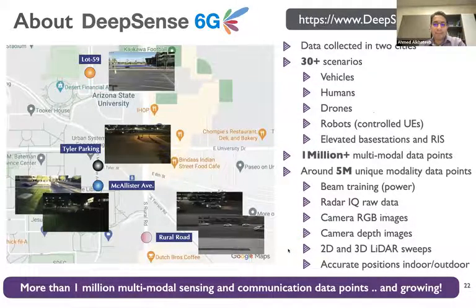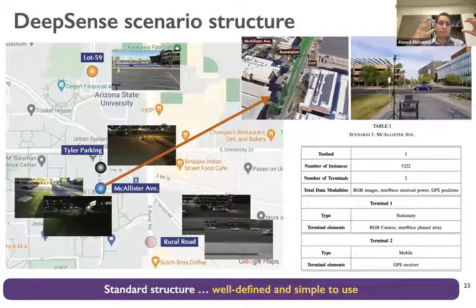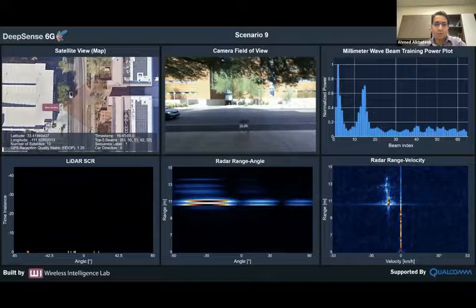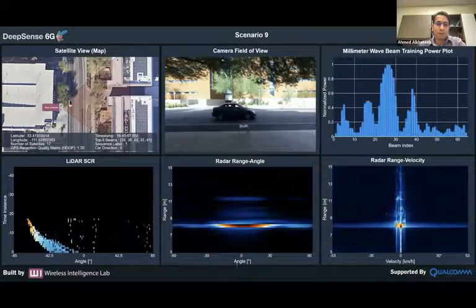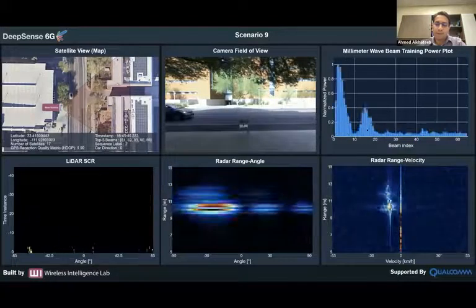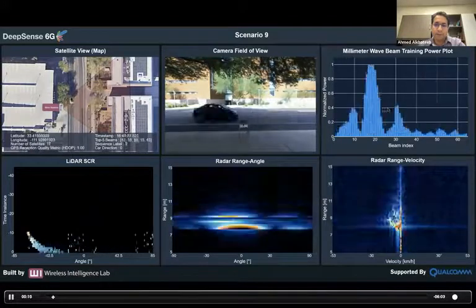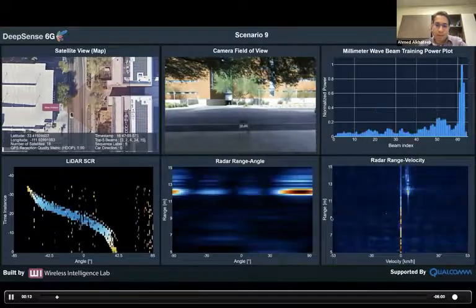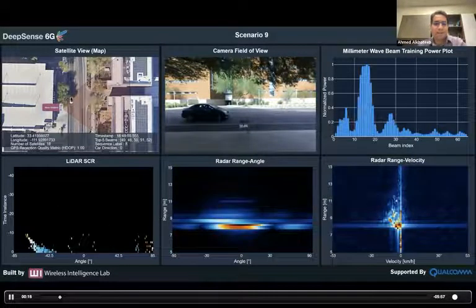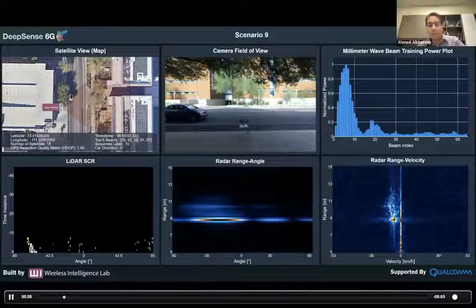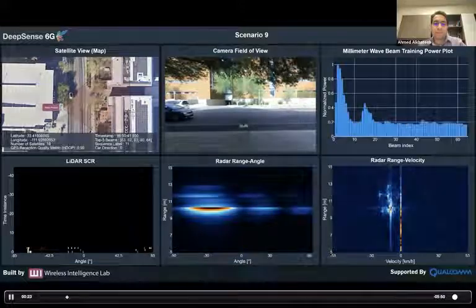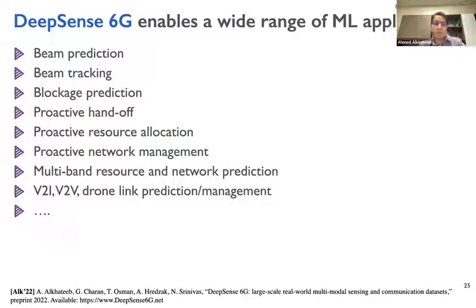Now with this data, as I mentioned, we try to cluster it in scenarios, so that every scenario is basically a data collection session. This is a way to make sure the data is organized and offered in a simple way to use and well defined. So this is a sample of one scenario where we have position information, visual RGB image, millimeter wave beam training power, LiDAR, and radar. We have this kind of visualization for every scenario to make sure it can be useful in debugging the data and ensuring that results make sense.